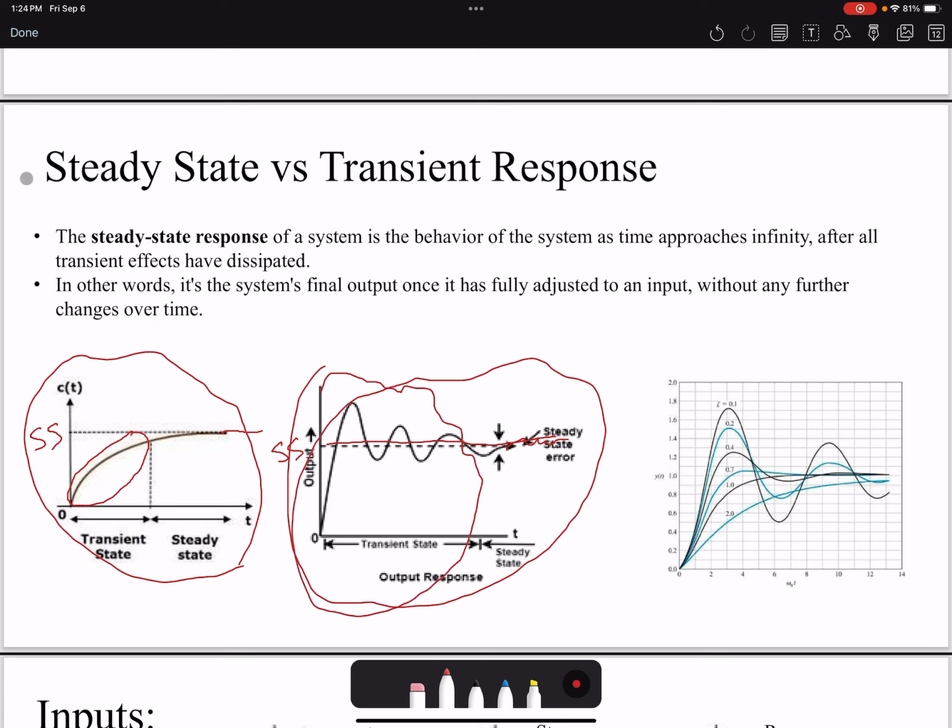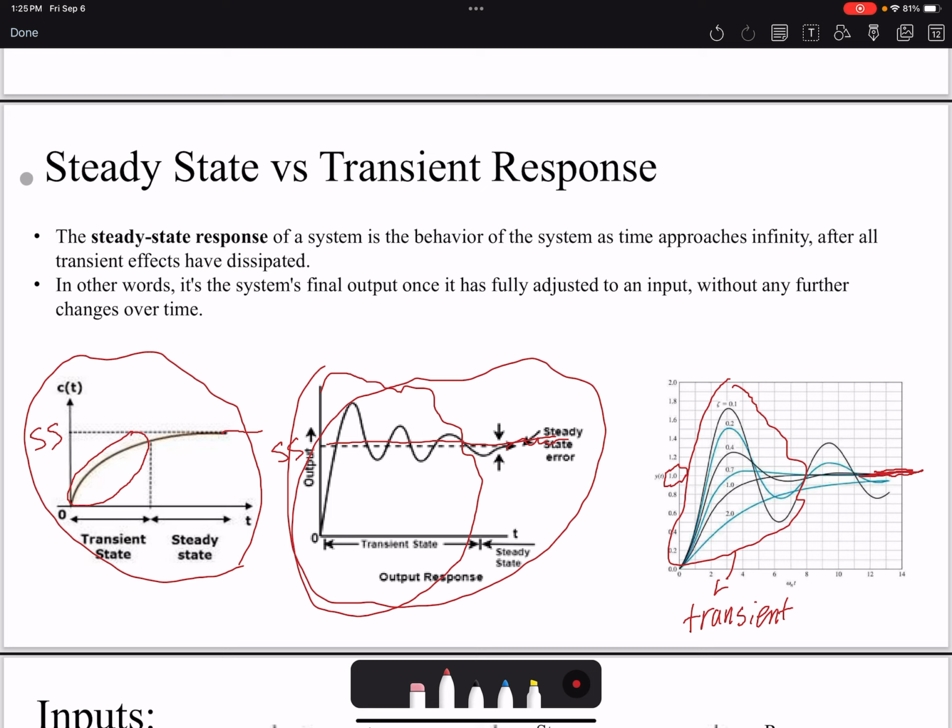Depending on the problem and application, we might be interested in the transient or the steady state response of our system. In the last example here, I'm showing you the behavior of different systems that have vastly different transient responses, but interestingly the steady state response would be the same. You're going to reach that value of 1.